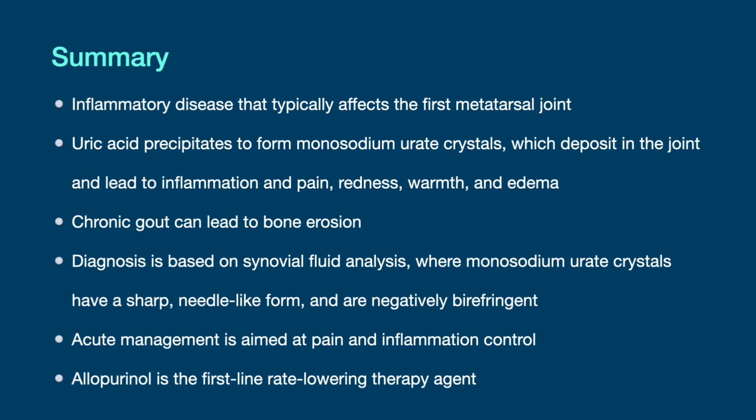Alright, a quick recap. Gout is a type of inflammatory disease that typically affects the first metatarsal joint, which is the base of the big toe, where uric acid precipitates to form monosodium urate crystals, which then deposit in the joint and lead to inflammation, such as evidence of pain, redness, warmth, and edema. Over time, chronic gout can lead to bone erosion. The diagnosis is based on synovial fluid analysis where monosodium urate crystals have a sharp, needle-like form and are negatively birefringent.